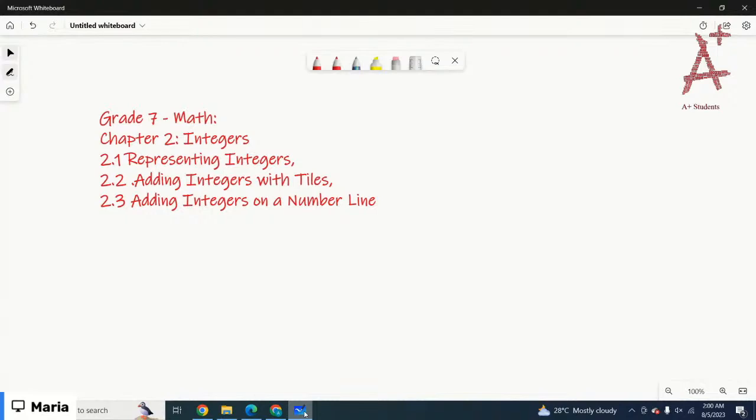We are here for grade 7 math. So we're going to start with chapter 2 integers, and the lessons we're going to cover today are lesson 2.1 representing integers, 2.2 adding integers with tiles, and 2.3 adding integers on a number line. So we are working on the book Math Makes Sense grade 7.